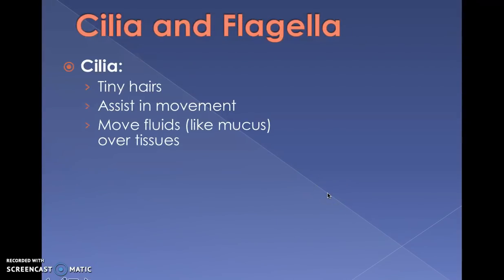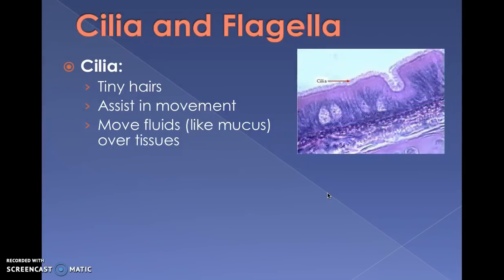Cilia and flagella, now we're talking about movement. So cilia, we're going to see a majority of the cilia in this class that we talk about in your respiratory tract. You have cilia in the respiratory tract. They line the airways. And they move back and forth just like little hairs, and they sweep dust particles up and out of the respiratory system so it doesn't get caught in the lungs.